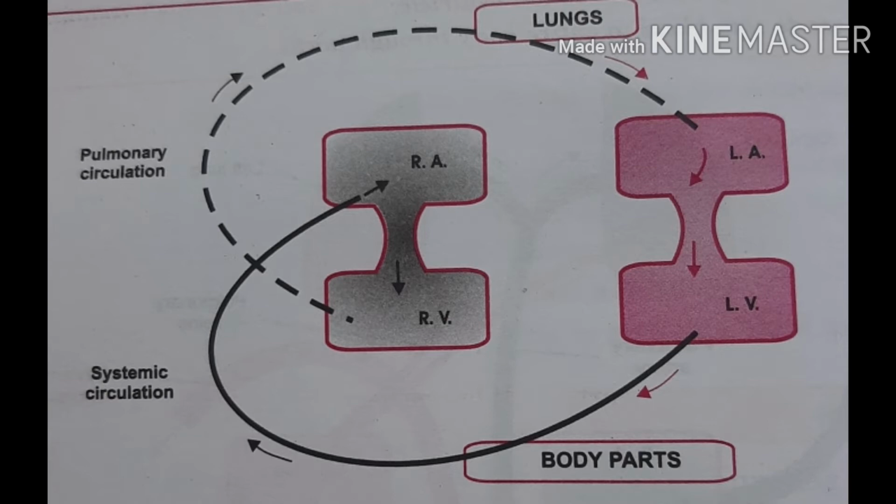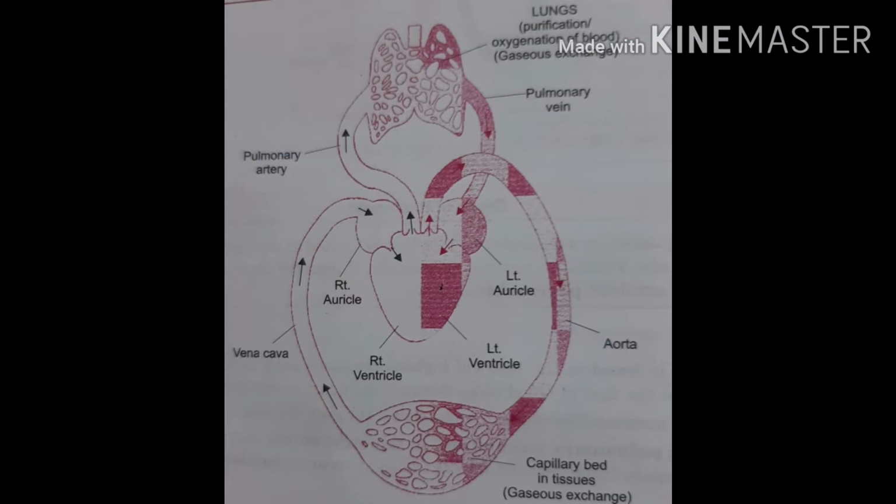Now let us discuss systemic circulation. It is of larger duration. The circulation occurs between the heart and the remaining part of the body except the lungs. Blood is pumped by the left part and received by the right part. It pumps oxygenated blood to different parts of the body and brings back deoxygenated blood to the heart.